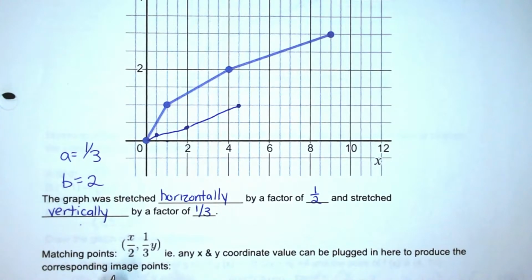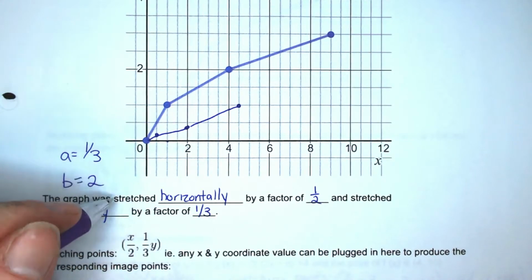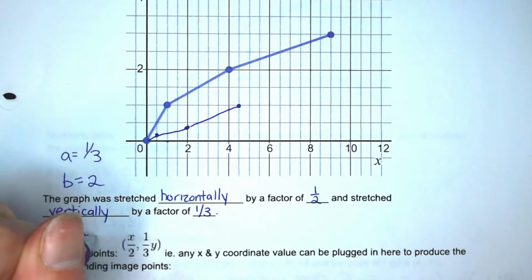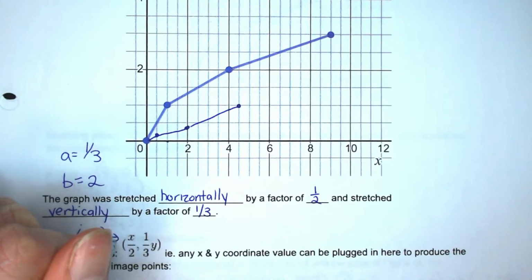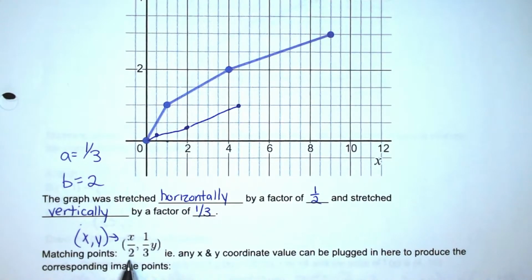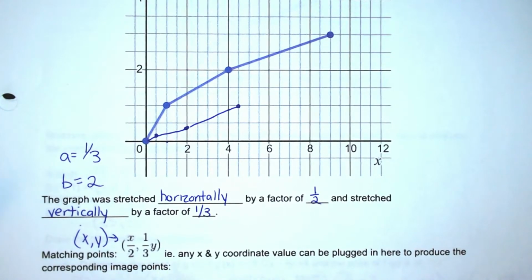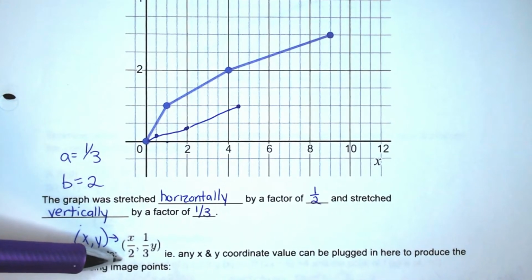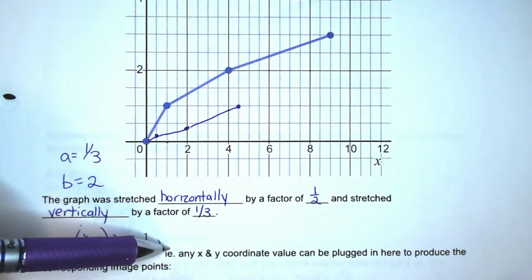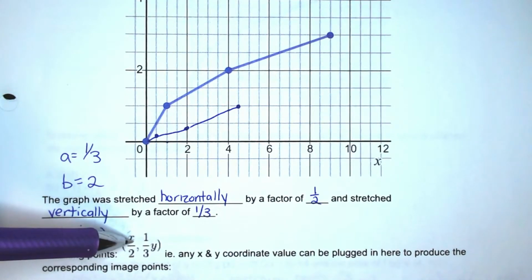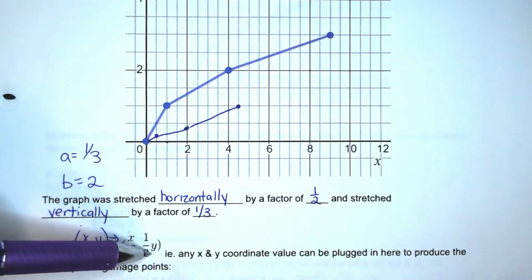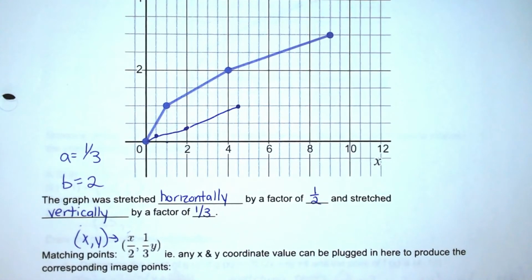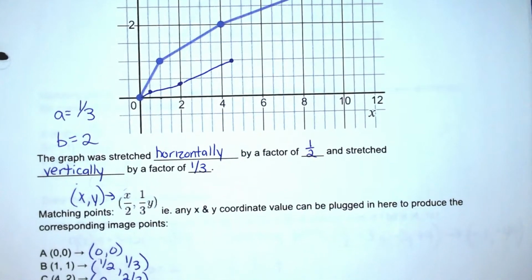When we look at what's happening to our xy coordinates, we're going from our original just standard xy, and then we're applying the b value here and the a value here. So for any coordinate on our graph, we can just use this general matching point formula, x over 2, 1/3 y, on any coordinate that's available.